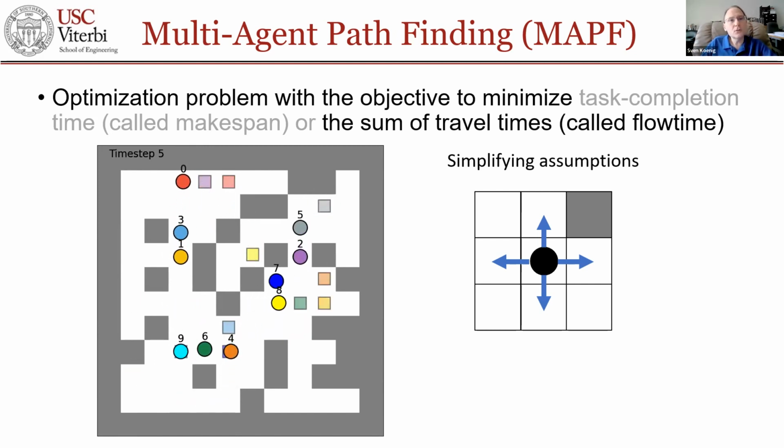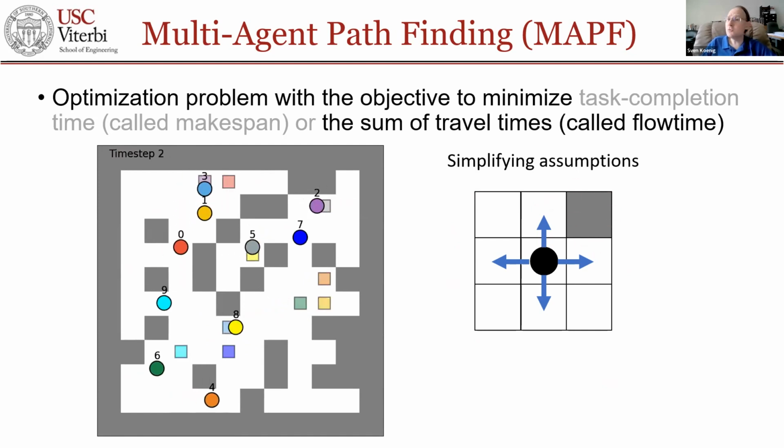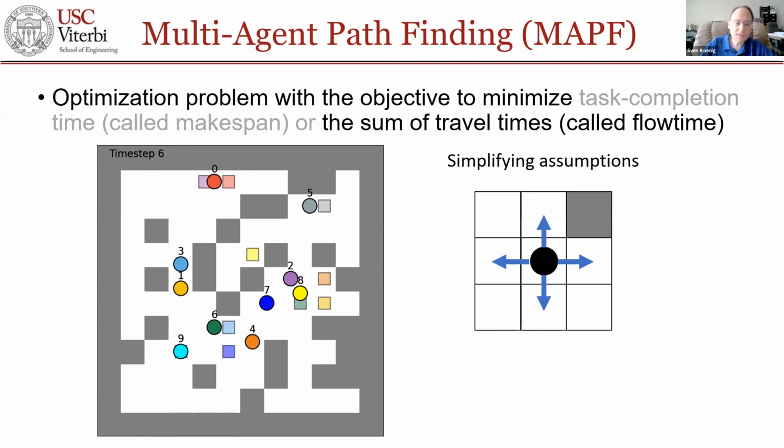Now, in order to solve this problem, we often make some simplifying assumptions. We take this continuous environment and we discretize it into a grid that consists of square cells. Square cells in white here are unblocked, meaning the robots can enter them. Square cells in gray here are blocked. These are obstacles. We also discretize time into time steps.